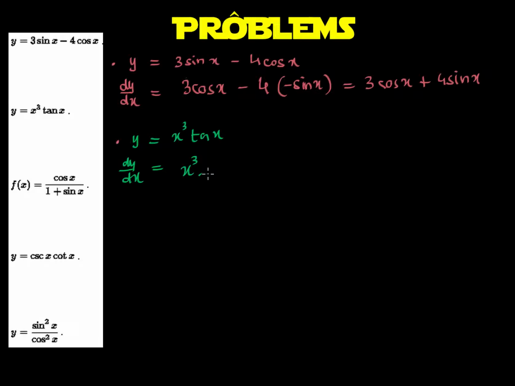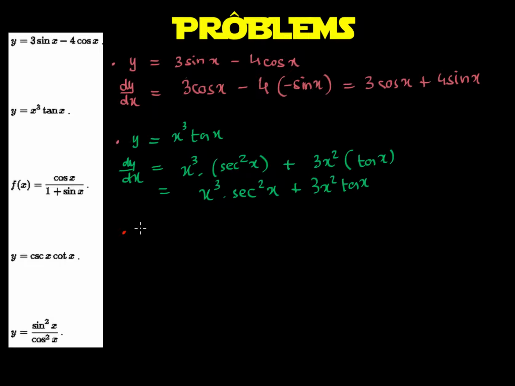Alright, so the first function is x cubed. Let's find the derivative of the second function. We have sec square x plus, what is the derivative of the first function? 3x square times the second function, that's just tan x. So we have x cubed sec square x plus 3x squared tan x. And that's the second question done. Let's move on to the next question.